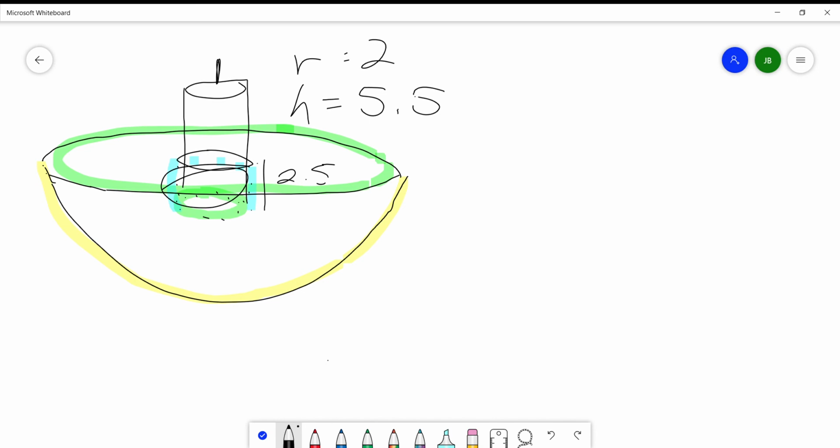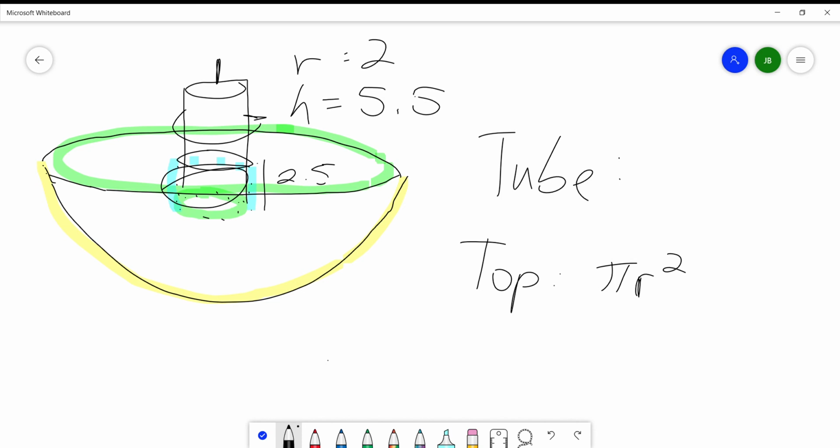So now we're going to calculate the surface area of the tubular part. Once again, we have pieces we need to calculate separately. We have the tube, and then we have the top, this top right here. We only have one top. We're not going to calculate the bottom because, like they said, only the part that's sticking out. So we don't count the bottom. We only count the tube and the top. So the top is going to be pi r squared. It's a circle. And the tube is going to be 2 times pi times r times h.